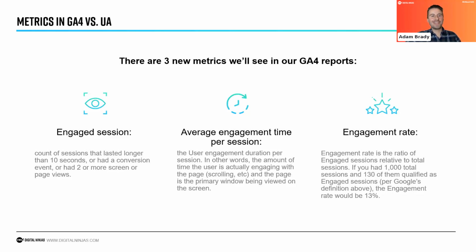Finally, engagement rate. Engagement rate is calculated by dividing the total engaged time by the total active time for all sessions and then multiplying by 100 to express the result as a percentage. A high engagement rate indicates that users are more actively engaged with a website or app, whereas a low engagement rate suggests that users are less engaged.